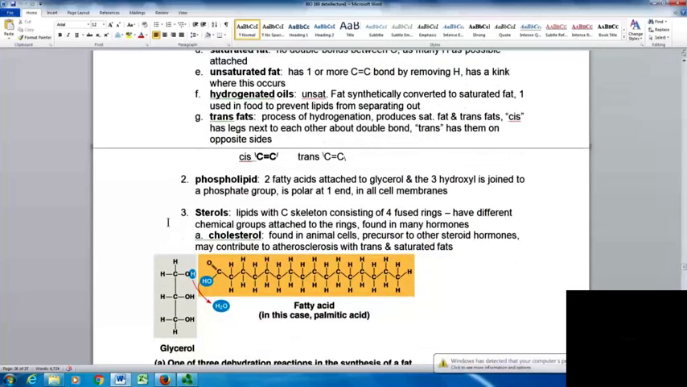Your sterols, these are lipids that are going to have a carbon skeleton consisting of 4 fused rings. They'll have chemical groups attached to the rings, and a lot of these are found in hormones. Cholesterol is found in animal cells. This is one of the more common sterols. It's a precursor to the steroid hormones. So they're actually called steroid hormones because they are derived from sterols. Cholesterol may also contribute to atherosclerosis along with your trans-unsaturated fats.